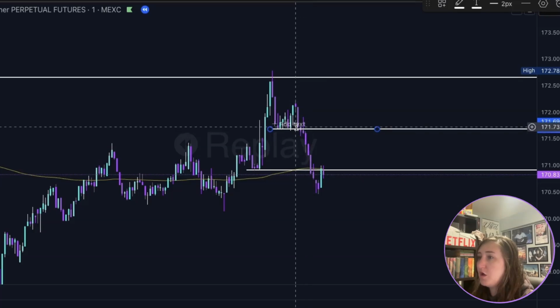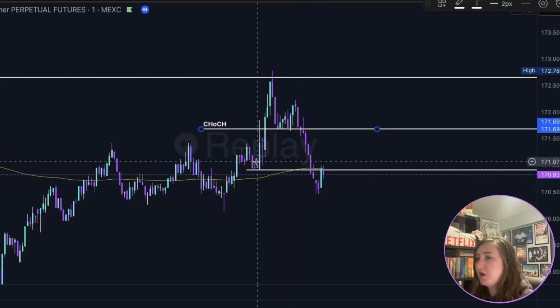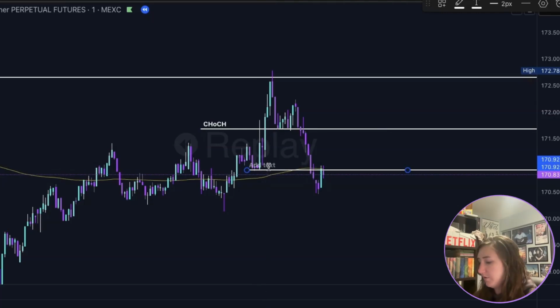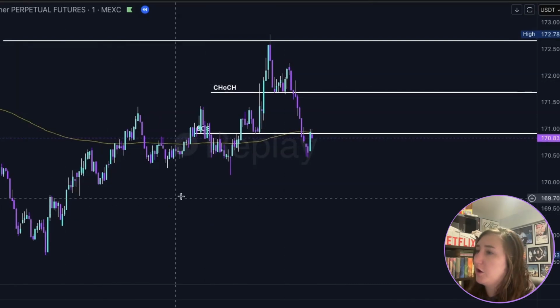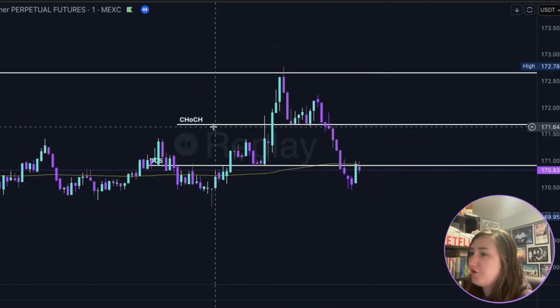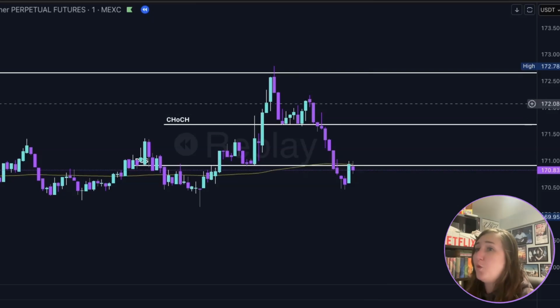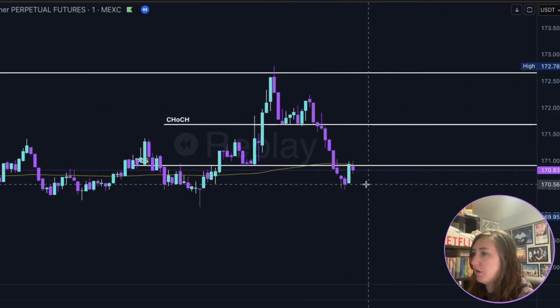So we are no longer looking for longs in this case because we made a change of character. This could be a potential reversal. This would be our break of structure area. So now we could potentially look for shorts. We're no longer continuing on this uptrend, it seems. Why is that? We have a change of character. We have a break of structure. We have market structure signaling these lower highs and lower lows to us.